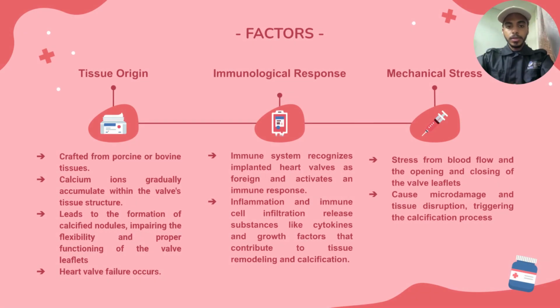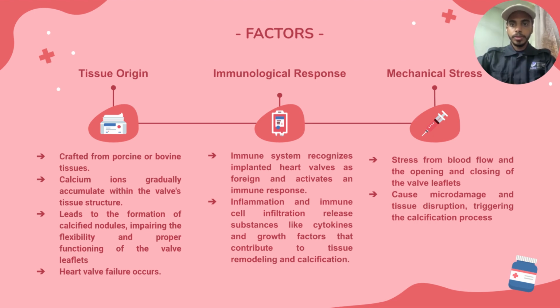There are three major factors that contribute to calcification. First of all, tissue origin. It is crafted from porcine or bovine tissues, which originally contain calcium. The calcium ions gradually accumulate within the valve's tissue structure, which leads to the formation of calcified nodules, impairing the flexibility and proper functioning of the valve's leaflets. Lastly, it leads to heart valve failure.